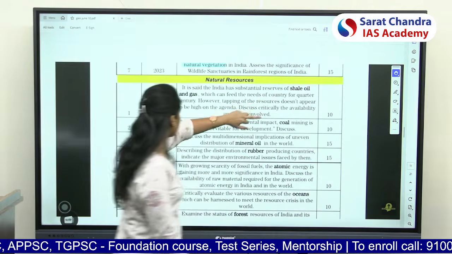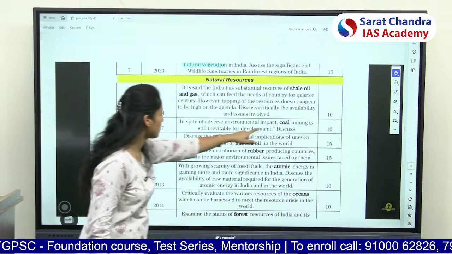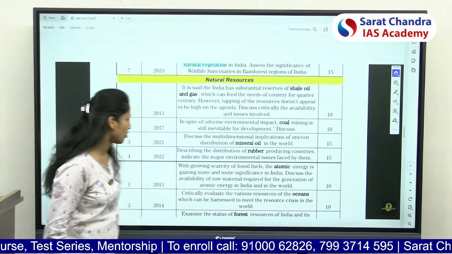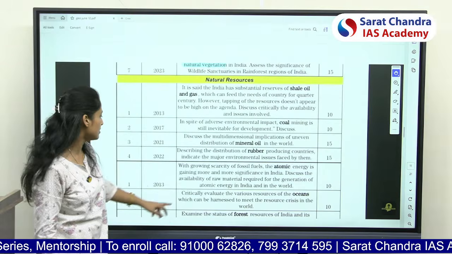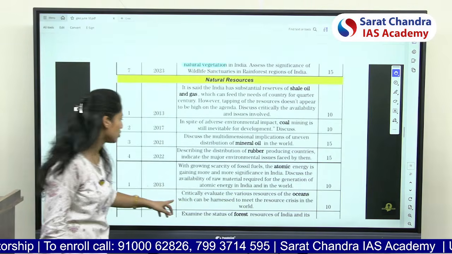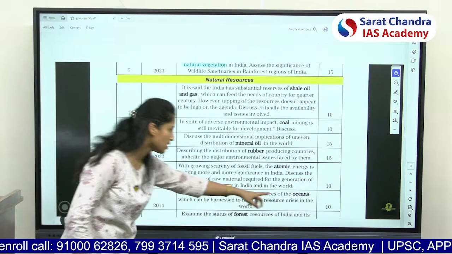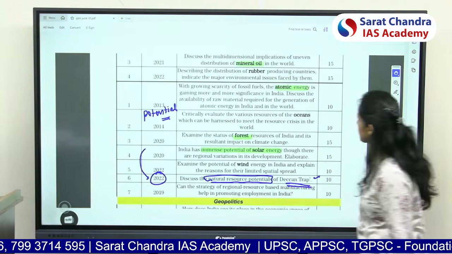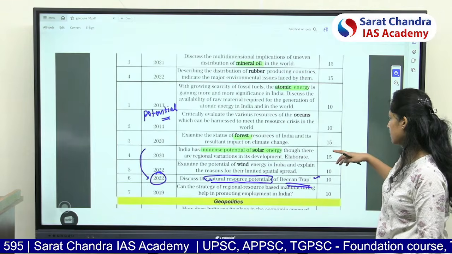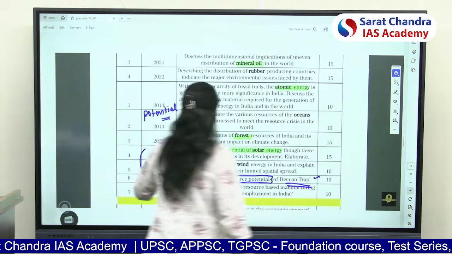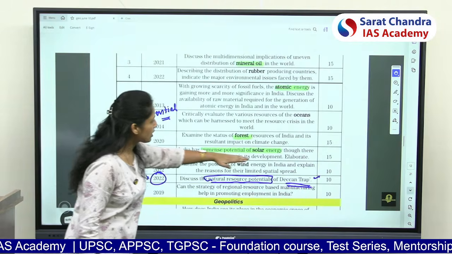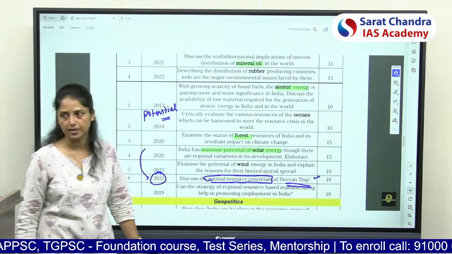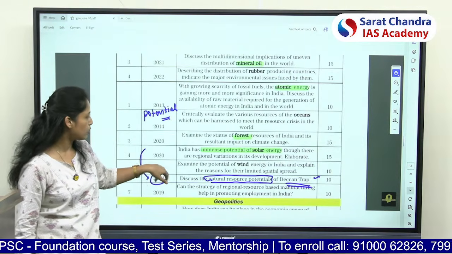Here it asked about shale oil and gas, here about coal mining, here about mineral oil, here about atomic energy. Here it asked: critically evaluate the various resources of the oceans which can be harnessed to meet the resource crisis. So from the ocean also you can generate energy. I think we are done with this. Now see this question: India has immense potential of solar energy, though there are regional variations in its development. Elaborate.